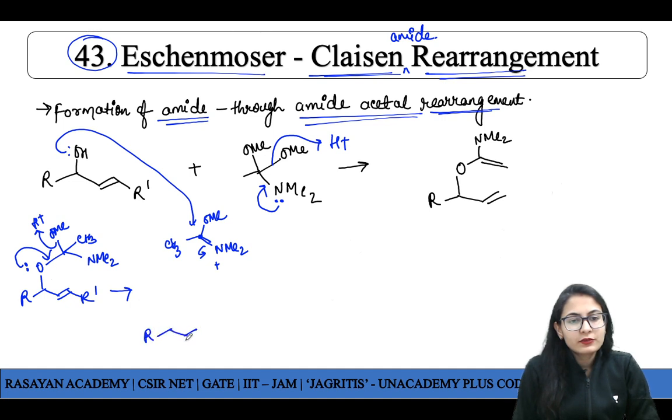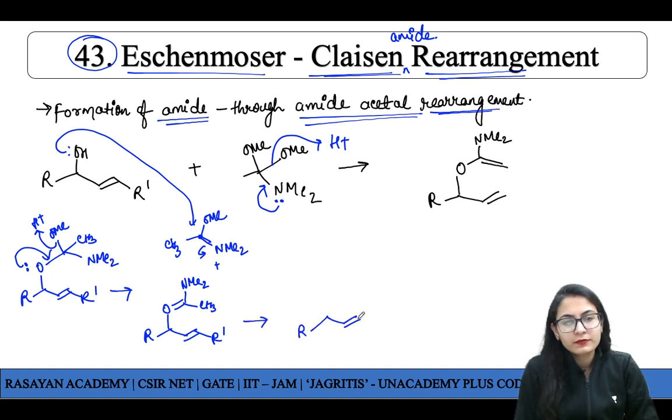Ultimately that leads to the formation of this molecule. Then there is NMe2 and then there is CH3. Loss of a CH3 proton would give you something like this. Now a CH2 and NMe2.